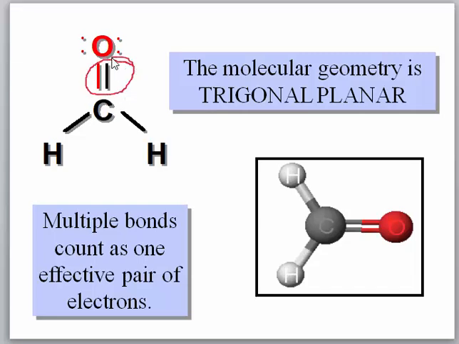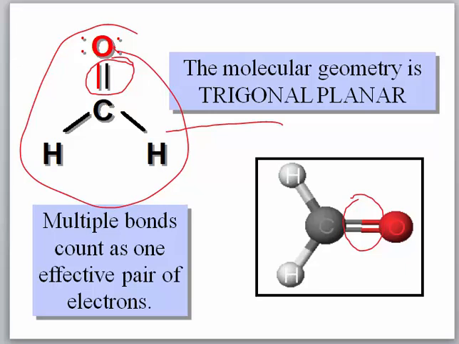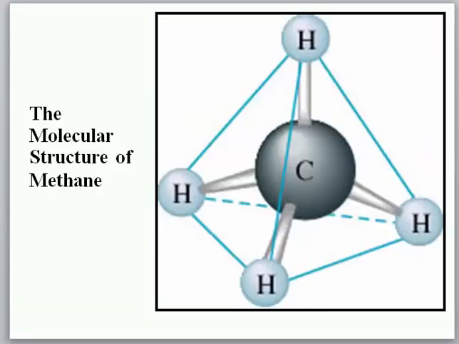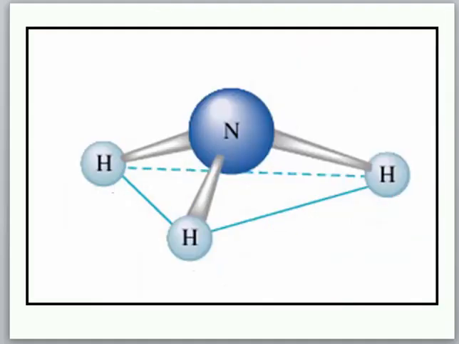You remember you're only counting your multiple bonds as one effective pair. So this is 3 bonding sites. That would be trigonal planar. If you've got 4 bonding sites, you've got a tetrahedral. You've got 3 bonding sites and a lone pair of electrons up here. So that is going to give you a trigonal pyramidal geometry.